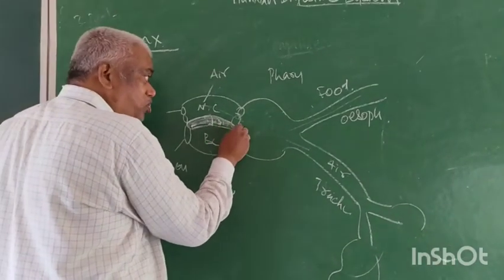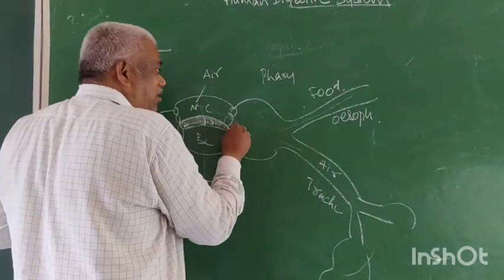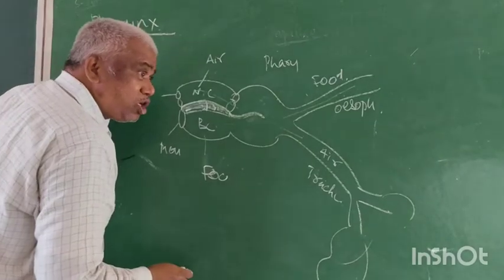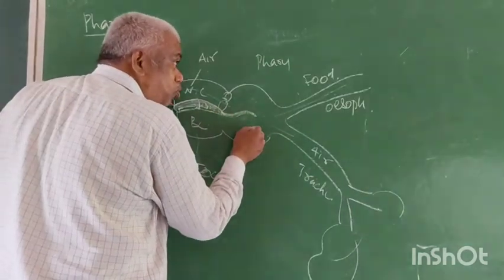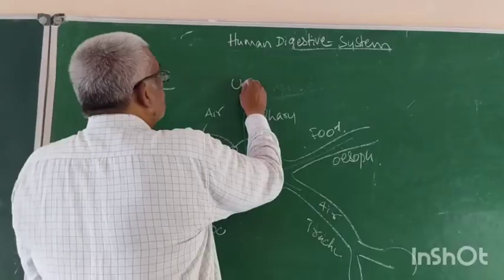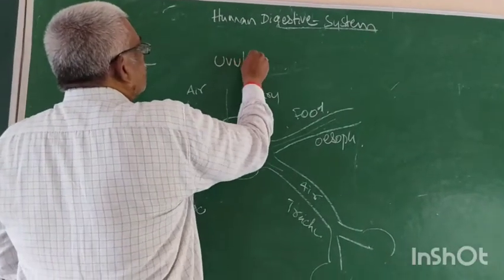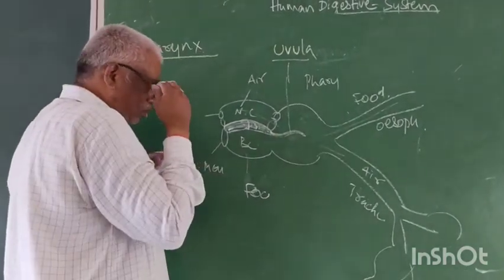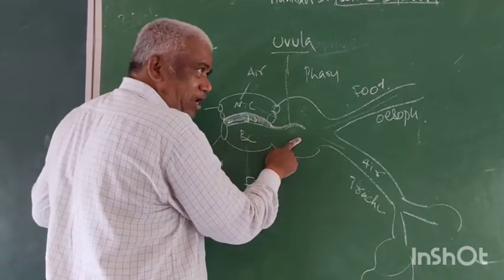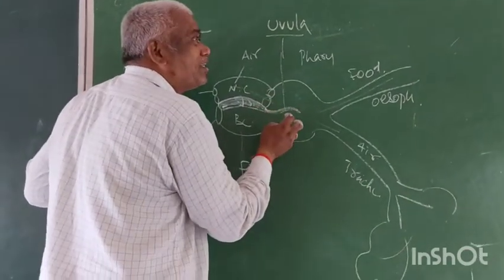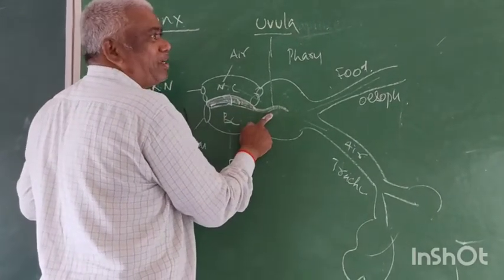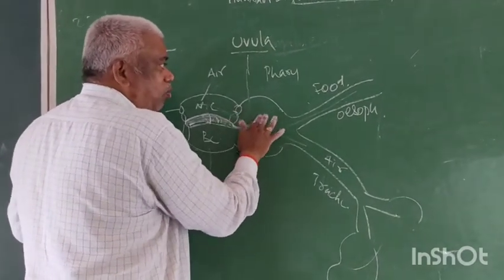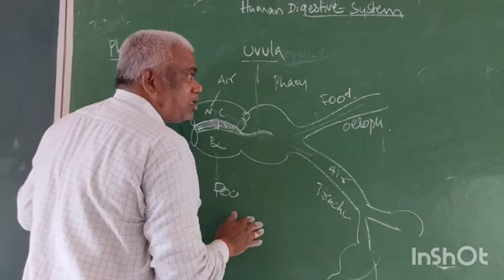The posterior end of the soft palate is expanded into the pharynx. This expansion of the soft palate into the pharynx is called, give the pronunciation, uvula. The uvula is present in the pharynx, but actually it originates from the buccal cavity. Due to the presence of the uvula, what is this space? Pharynx.